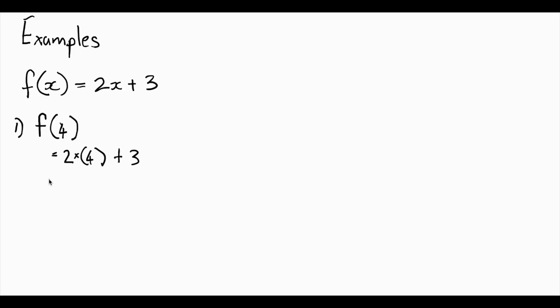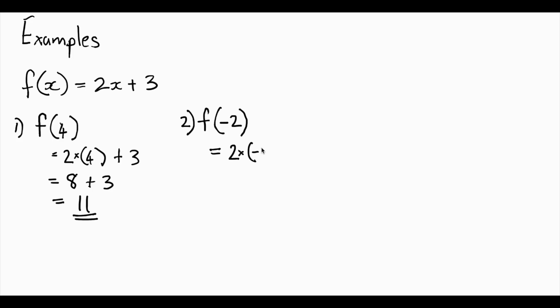So 2 times 4 is 8. Now 8 plus 3 is 11. So my answer is 11. For the input 4, my image is 11, or in other words, my input is 4 and my output is 11. All right, similarly, if we had a negative number, let's say negative 2, it would be the same concept. We still put the input as negative 2, so wherever we see x, we replace x with negative 2. So I would have here 2, then in brackets, negative 2, then add 3, plus 3. Good.